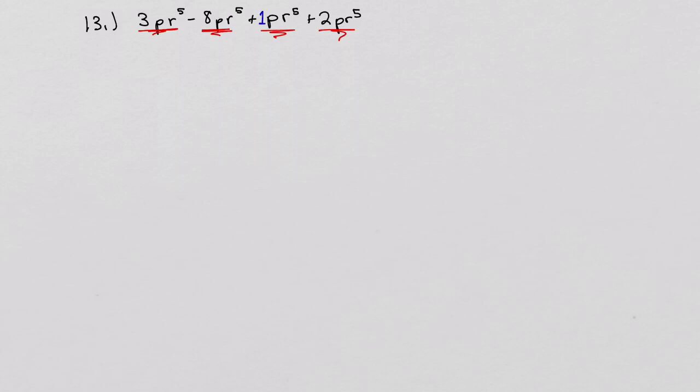So on to number 13. Number 13 is 3pr to the fifth minus 8pr to the fifth plus pr to the fifth plus 2pr to the fifth. The good news here is that all these terms are like terms. But remember, you have to make sure that they have the exact same variables to the exact same powers. So starting with 3pr to the fifth, this is also a like term, this is also a like term, and this is also a like term. So we can combine all these. Remember there's a hidden 1 right here. So 3 minus 8 plus 1 plus 2 ends up being negative 2pr to the fifth.